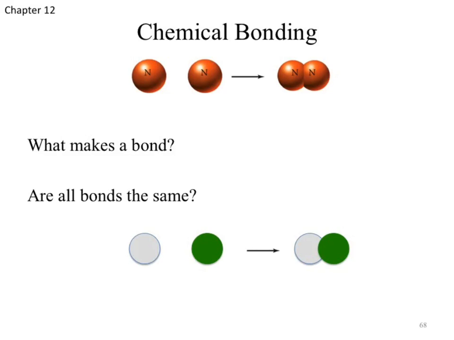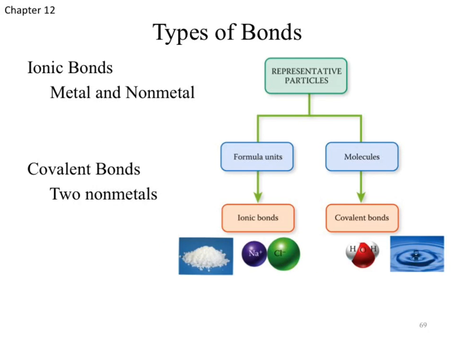Not all bonds are going to be the same. If we change the elements, we're going to get a different type of bond. The two main categories you're concerned about at this moment are ionic bonds and covalent bonds. Our ionic bonds are classified by metal and nonmetal. That is our very narrow definition. We should actually expand that ever so slightly.